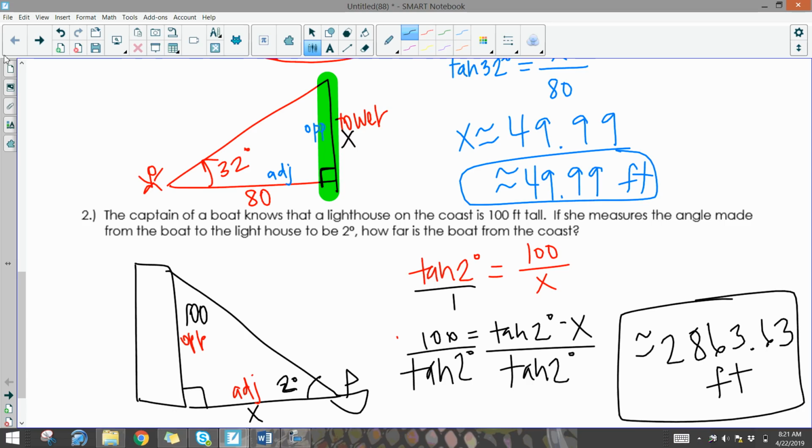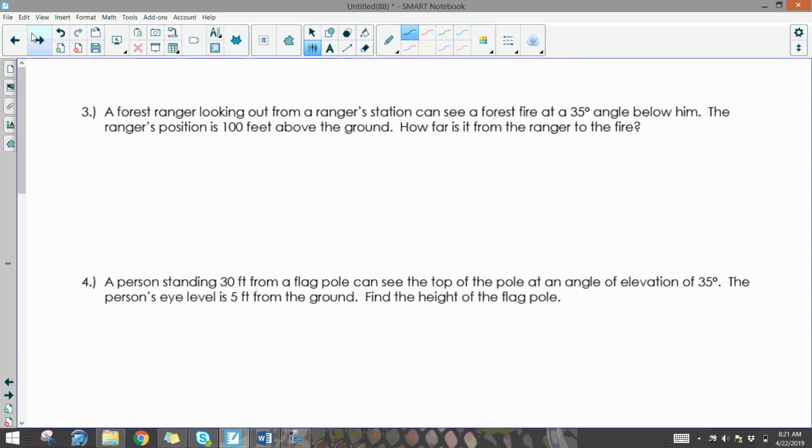Okay. All right, on the back. Maybe. There we go. We have a forest ranger who's looking out from a ranger station. I'm sorry, I'm reading this completely wrong. A forest ranger looking out from a ranger station can see a forest fire at a 35-degree angle below him. So you guys, that tells you he is looking out and he can see the forest fire at an angle of 35 degrees below him.